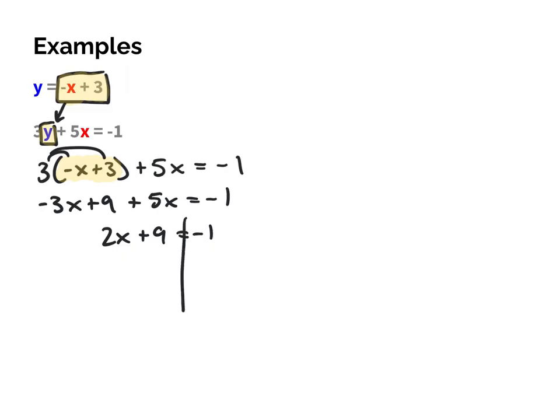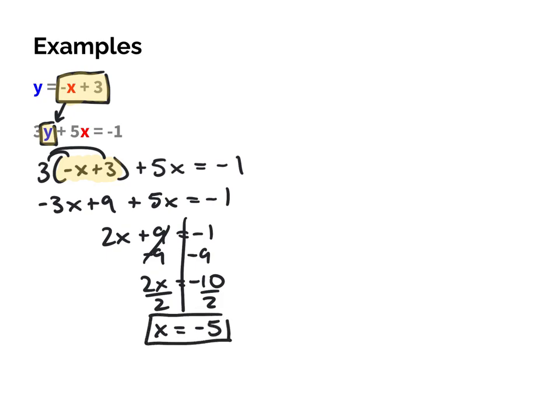And now I'm left with inverse operations. So solving, I'd want to subtract 9 from both sides. It would cancel and give me negative 10 on the right side. So I get 2x equals negative 10. So dividing both sides by 2, I would get x equals negative 5. So there is my solution or my answer for x.